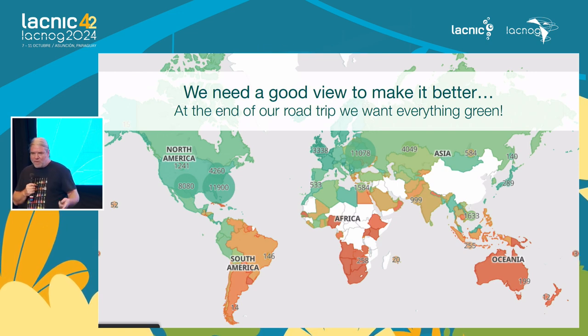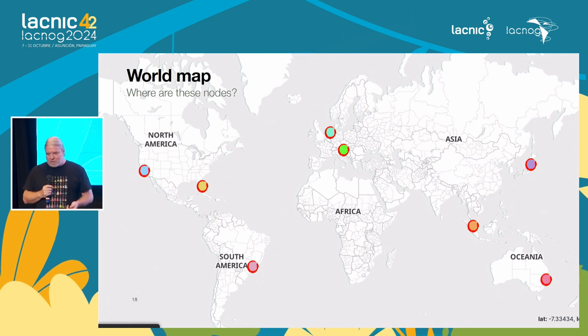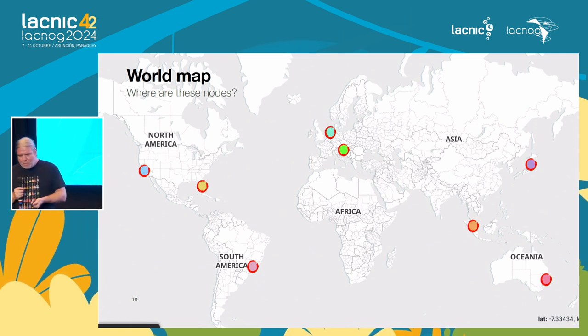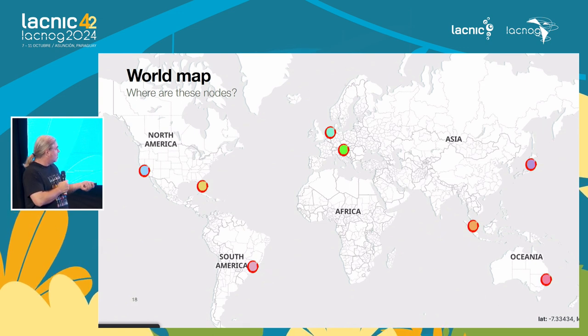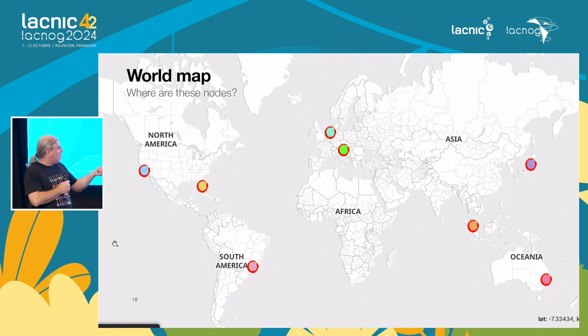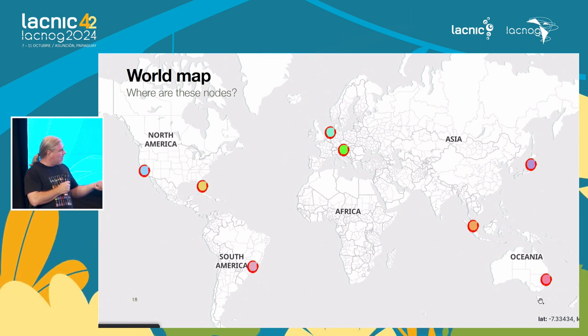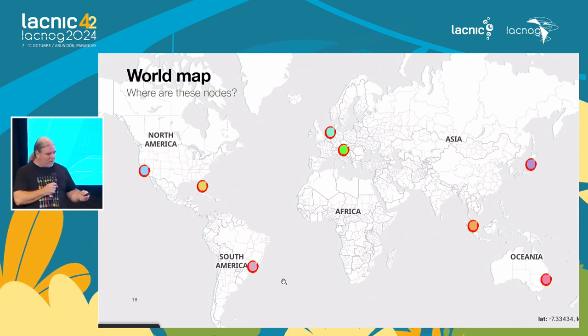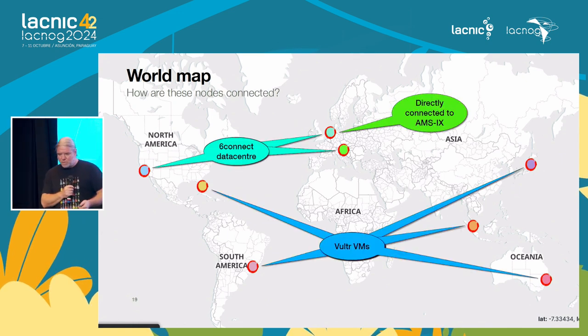So this is, for example, a screenshot of the view that you could have. The world map. We had one in Fremont, one in Miami, then Apeldoorn, Ljubljana, Japan, Indonesia somewhere, Australia, South America. So we tried to do a good spread.